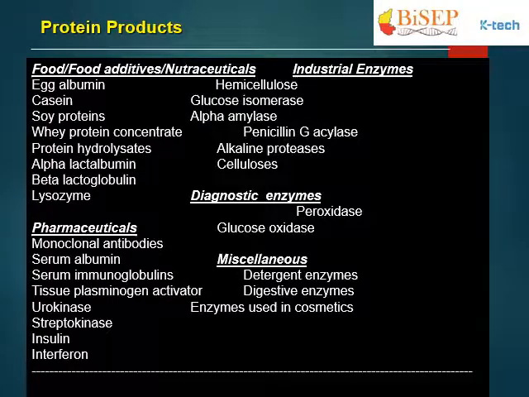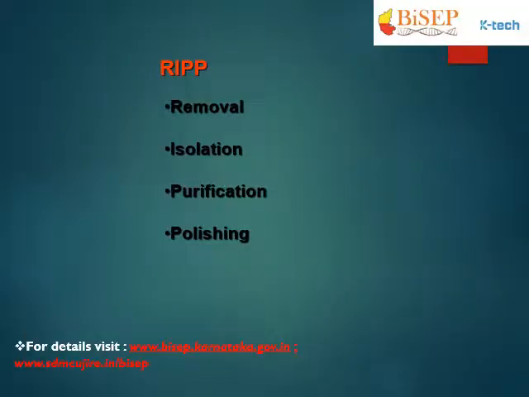So the protein products, what are the important products produced because of the complete process of fermentation and bioprocessing? You can see it ranges from food to industrial enzymes to diagnostic enzymes to pharmaceuticals. Most of the downstream processing industries follow this RIPP method, that is removal, isolation, purification and polishing.